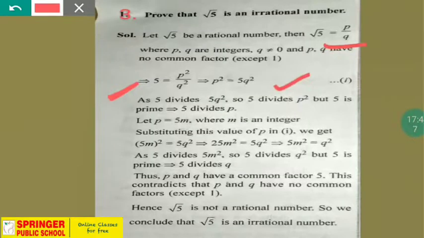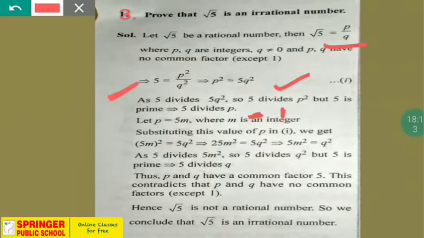That means this Q square, which is multiplied by 5, is also divisible by 5. 5Q square is divisible by 5. And if P square is equal to 5Q square, that means P square is also divisible by 5. If P square is divisible by 5, then P is also divisible by 5. That means 5 is a factor of P. This is my first point, that 5 is a factor of P.